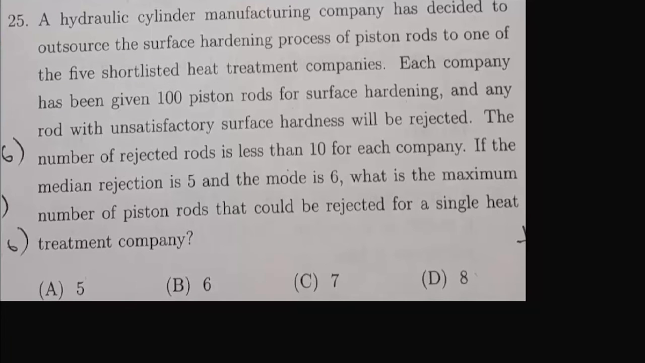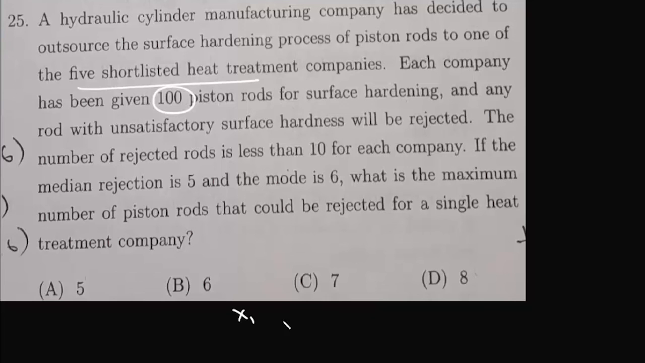Now in question number 25, it says there's a cylinder manufacturing company which has decided to outsource the surface hardening process to one of the 5 shortlisted heat treatment companies. Now each company has been given 100 pistons for hardening, and it says any rod with unsatisfactory surface hardness will be rejected. The number of rejected rods is less than 10 for each company. If the median rejection is 5 and the mode is 6, what is the maximum number of piston rods that can be rejected for a single heat treatment company?